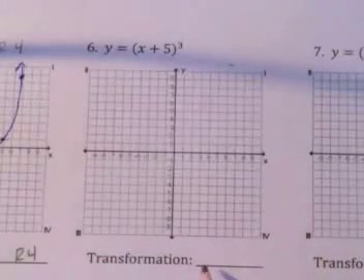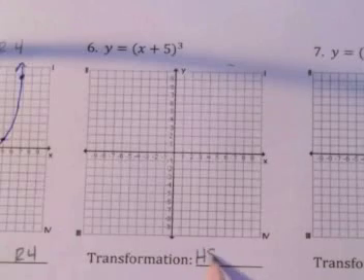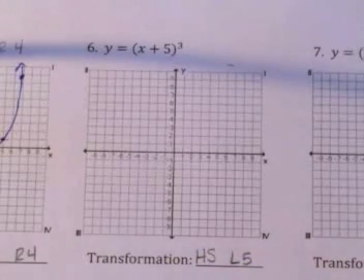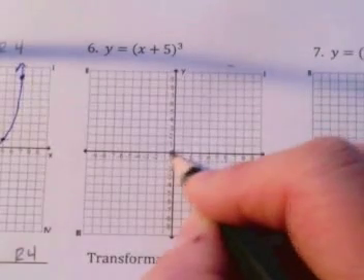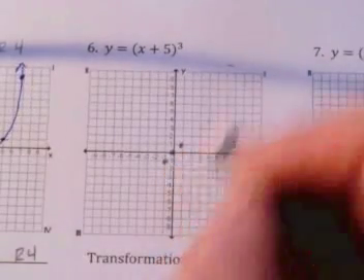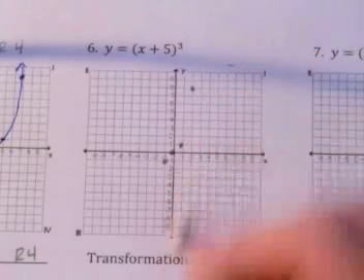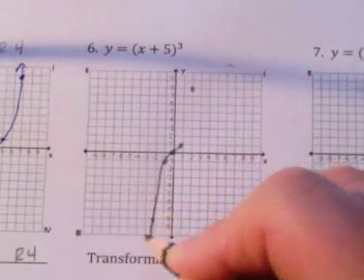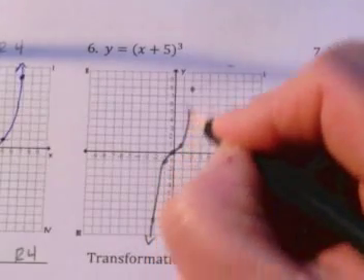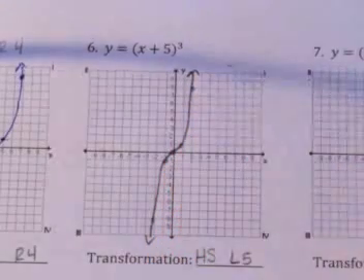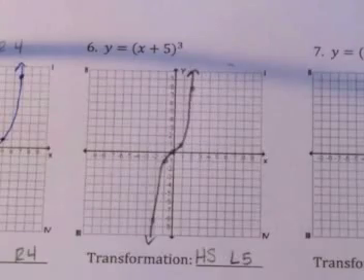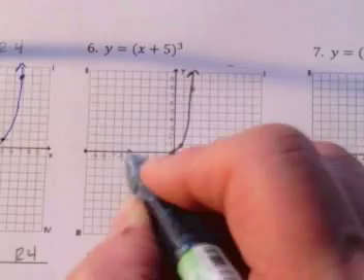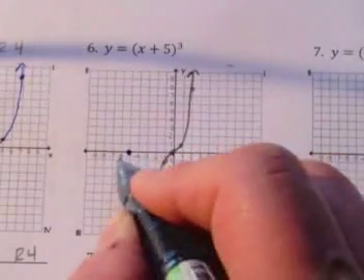Let's take a look at problem number 6. Problem number 6 asks us to do a horizontal shift to the left 5. So I'm going to use the same approach by graphing my parent cubic function. And it would look something like this, based on that set of points that we found in the first video. And now I'm going to count to the left 5 units. So 0, 0 ends at -5, 0.